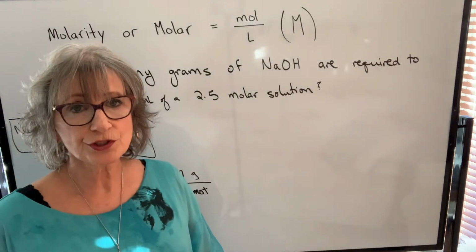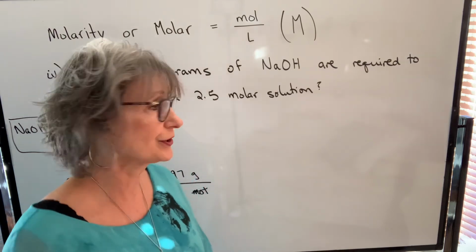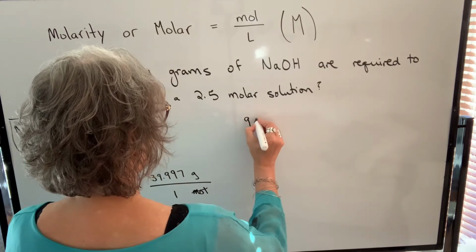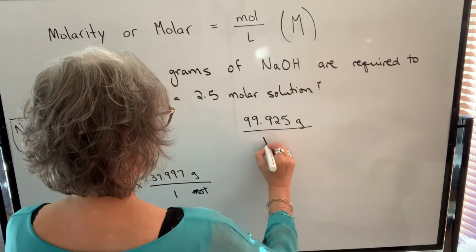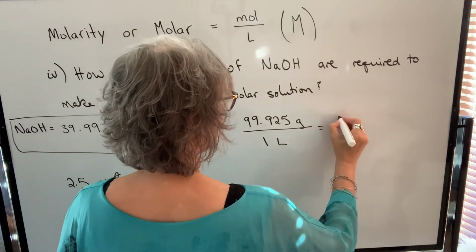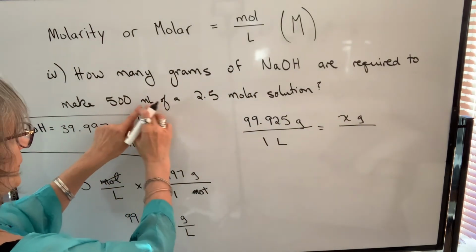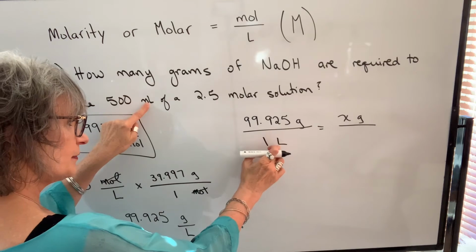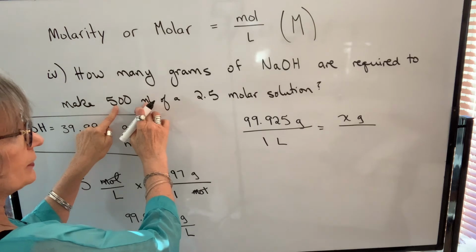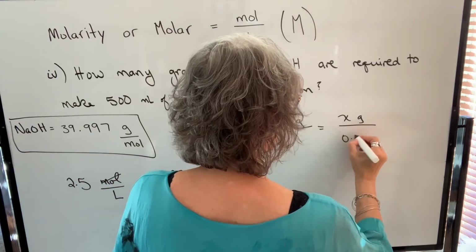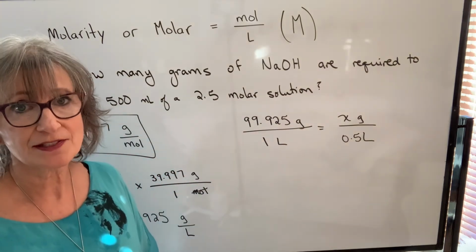We're going to use proportion. Whenever you're finding solute or solution, I find it easiest to use direct proportion. So if we know we have 99.925 grams of solute in 1 liter of solution, we need to calculate how many grams there will be in 500 milliliters. Either change this to milliliters, 1,000 milliliters, or we change 500 milliliters to liters. 500 milliliters is 0.5 liters. So you can work in milliliters or liters, it won't matter, you'll get the same result.